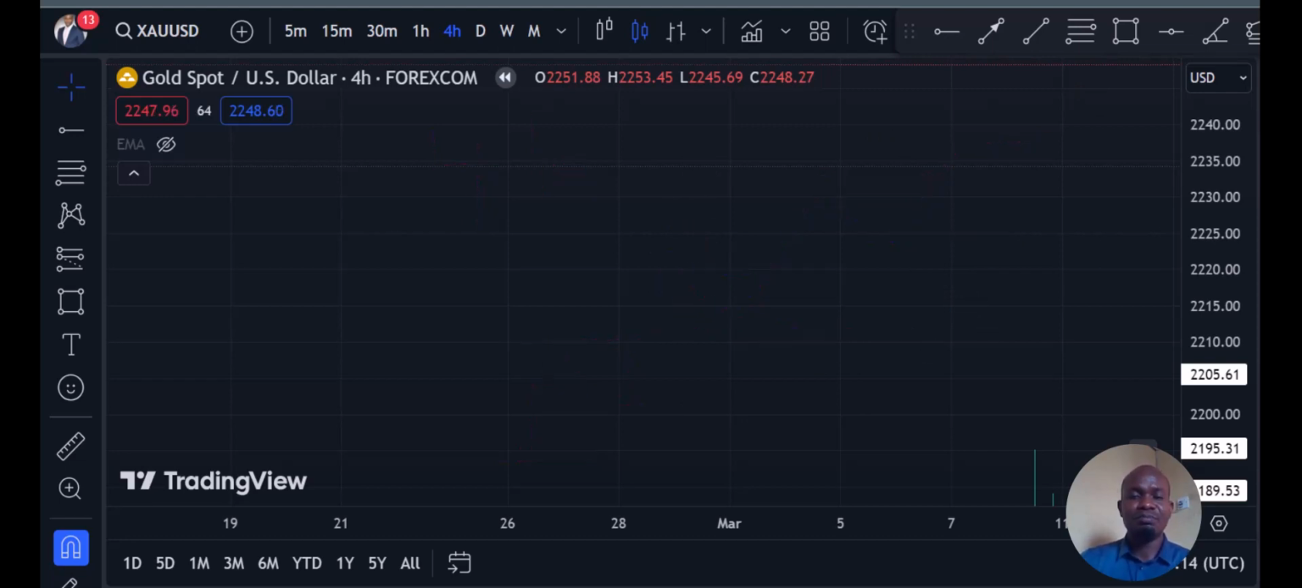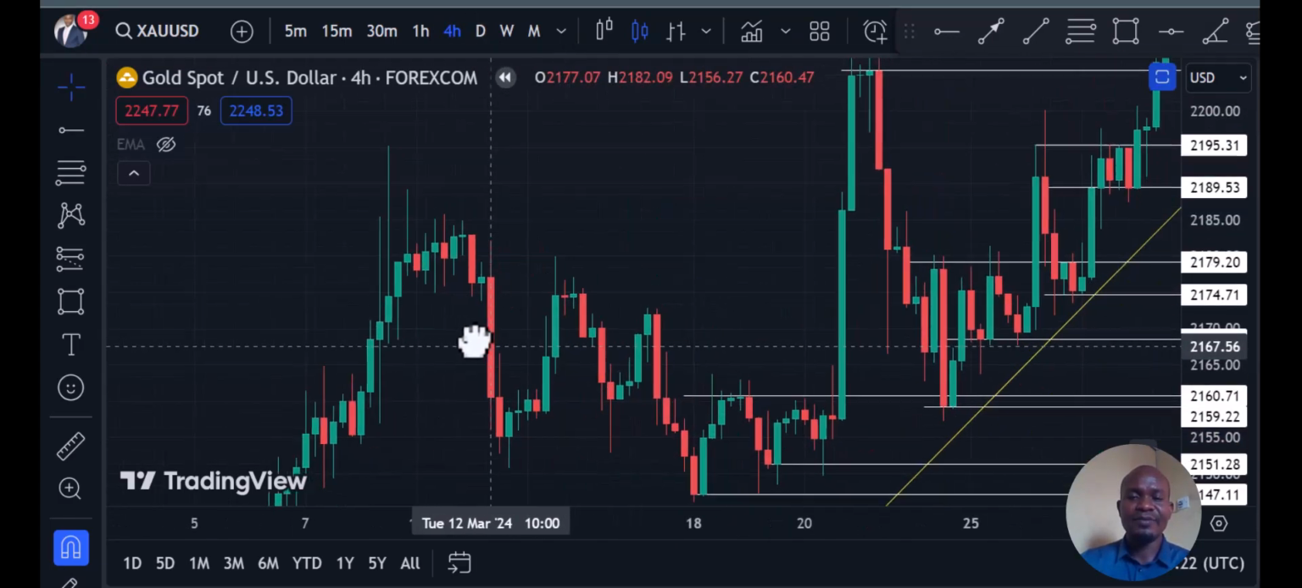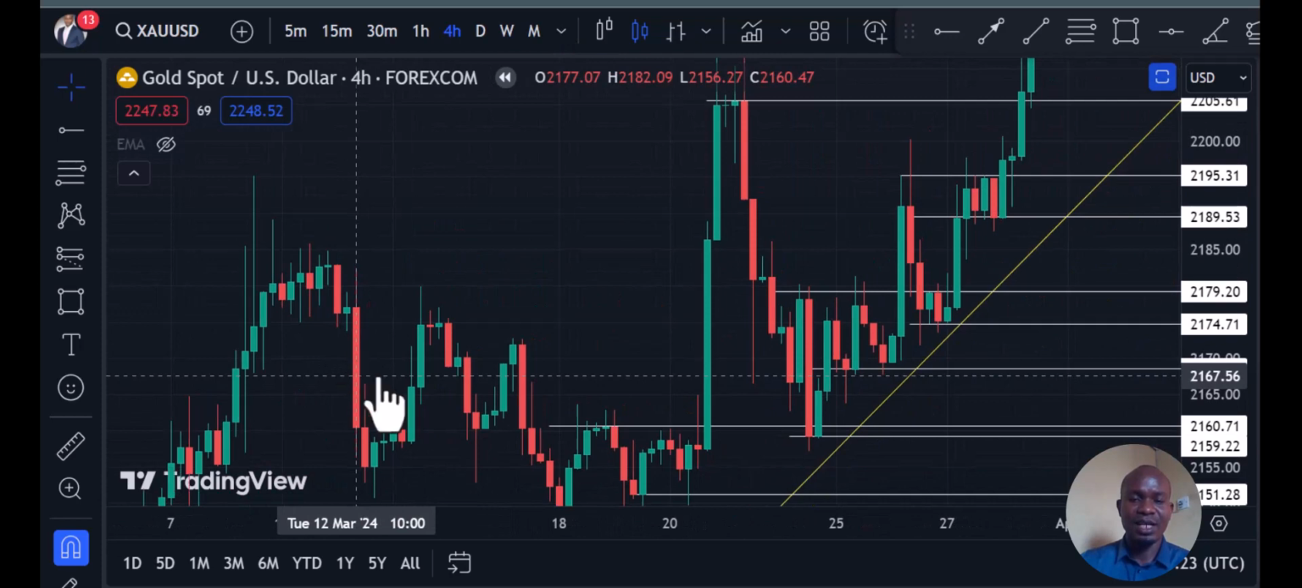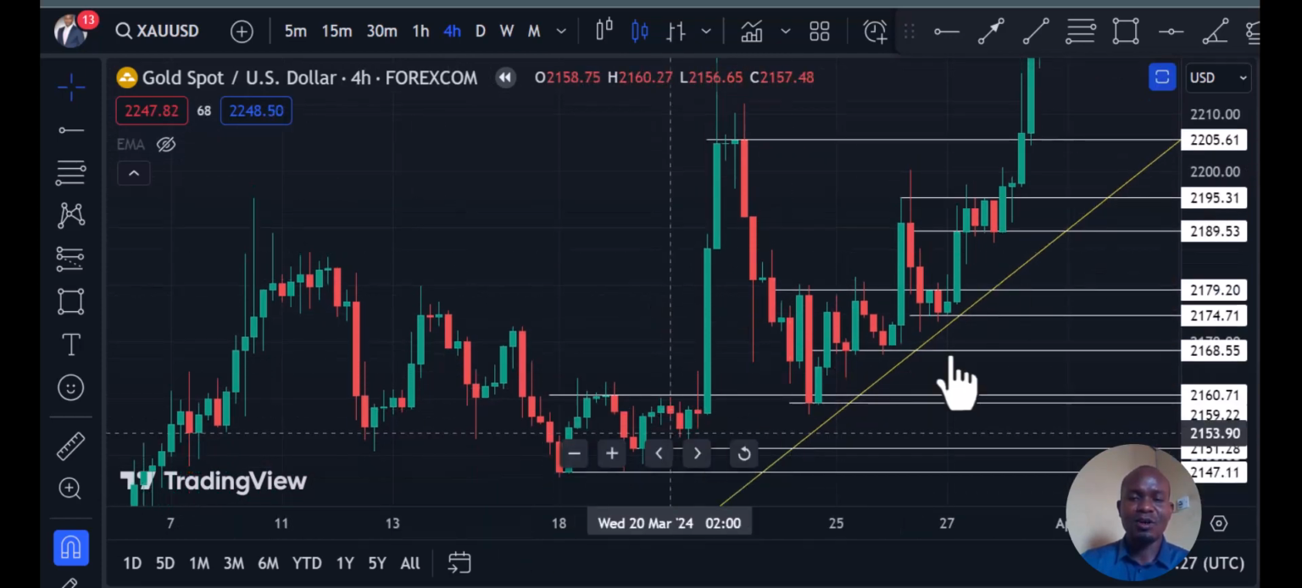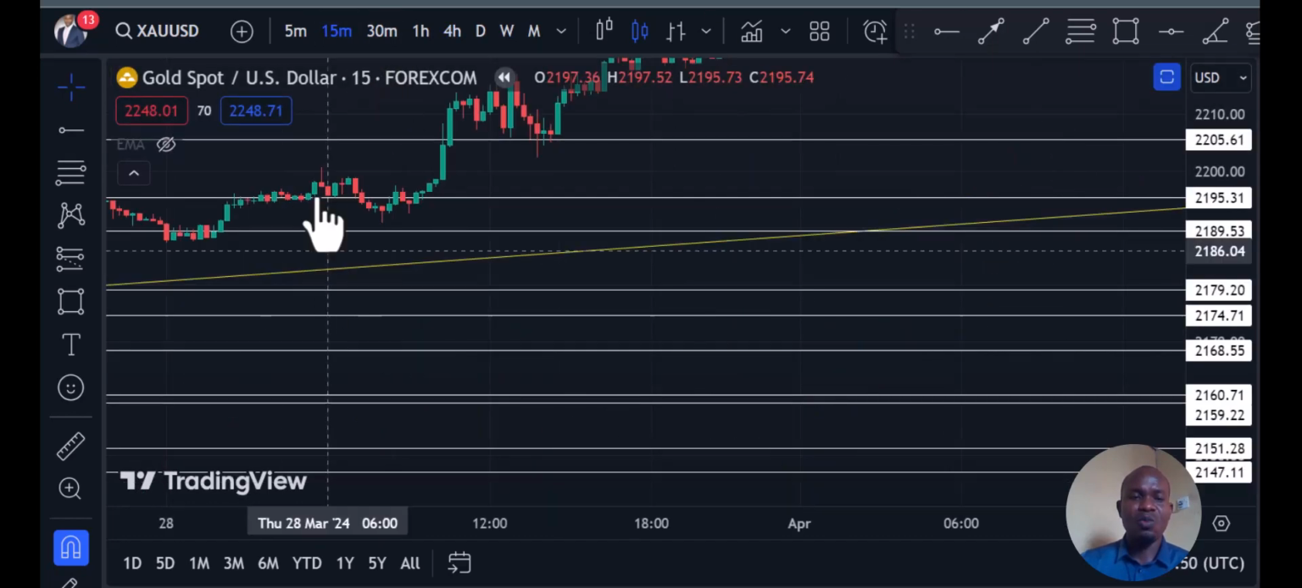So take a look at these simple markups here, guys. This is the gold 4-hour chart. You can see the market started from here, and we have marked up our support. We've marked up this point, this resistance, this, this, this. As the market is moving higher, you're marking this range. We switch to 15 minutes and watch the reaction.